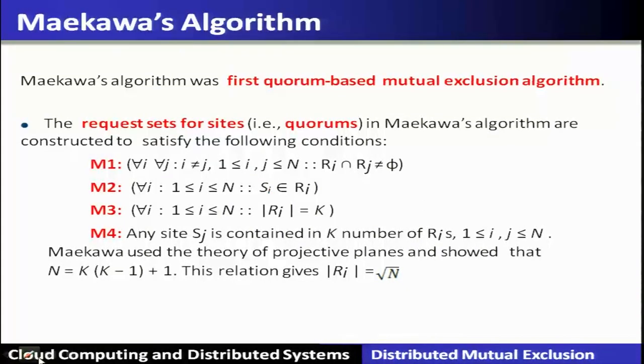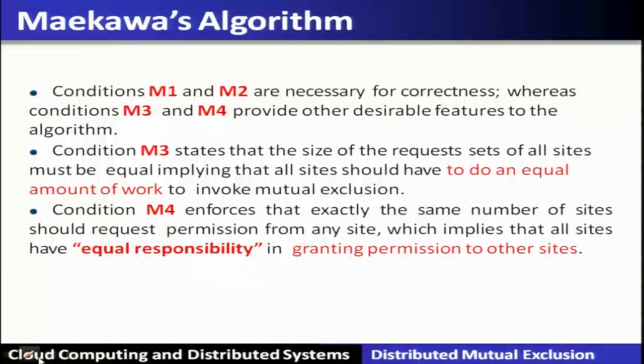M3 property says that the cardinality of a request set is K, and the value of K is computed as root of N, that is the size of the quorum is not N but root N, that is a subset of the sites. M4, the fourth property, says that any site Sj is contained in K number of Rj's. That means there is a property of load balancing, that means every site has to do an equal amount of work here in Maekawa's algorithm. So the properties M1 and M2 are necessary for the correctness, whereas M3 and M4 provide other desirable properties of the algorithm.